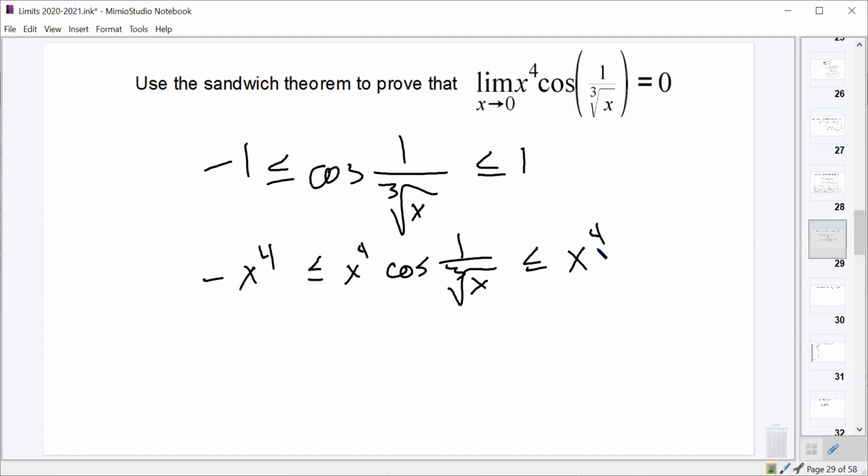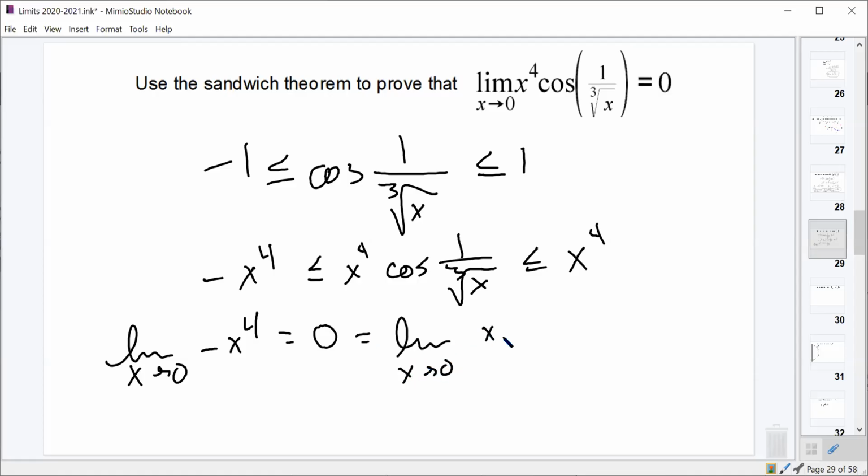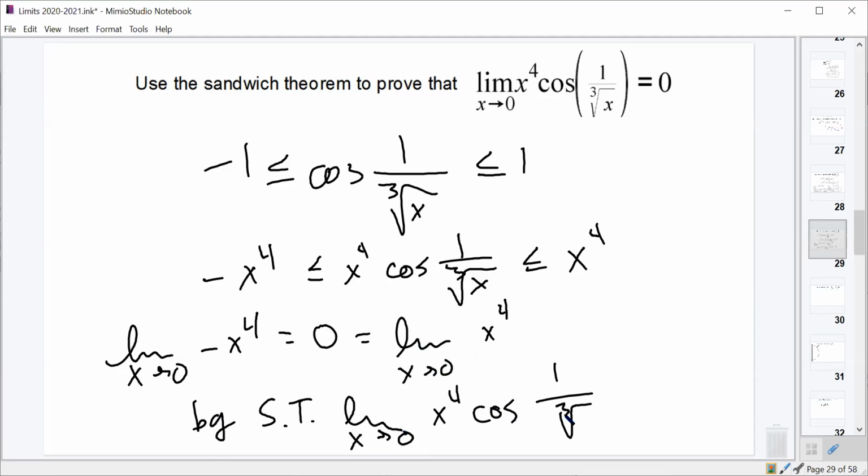We can sandwich our function between -x to the 4th and x to the 4th and look at the limit as x approaches 0 of -x to the 4th, which is 0. And that is the same as the limit as x approaches 0 of positive x to the 4th. And so by the squeeze theorem, the limit as x approaches 0 of x to the 4th cosine of 1 over the cube root of x is also equal to 0.